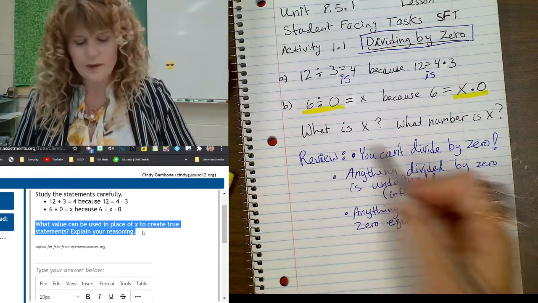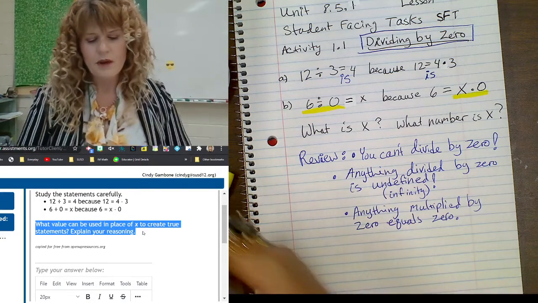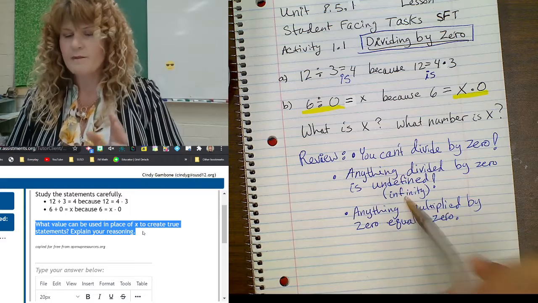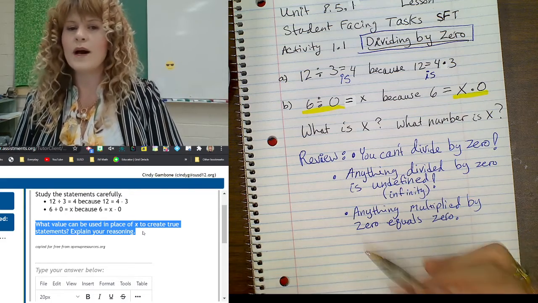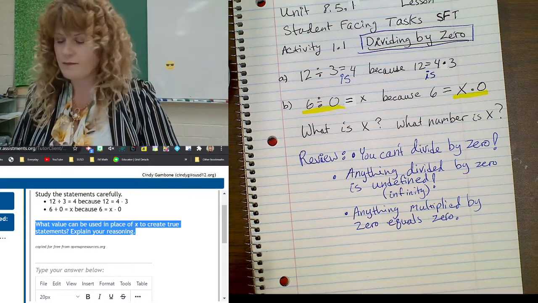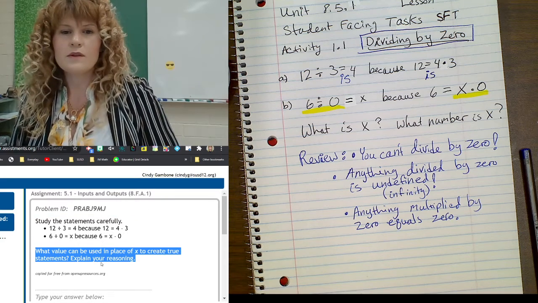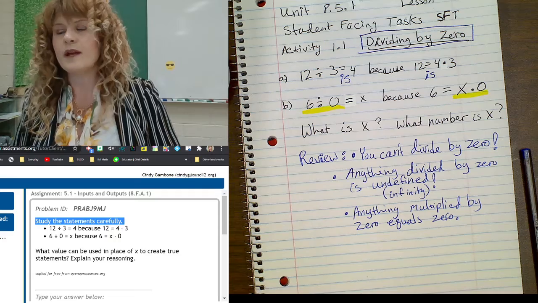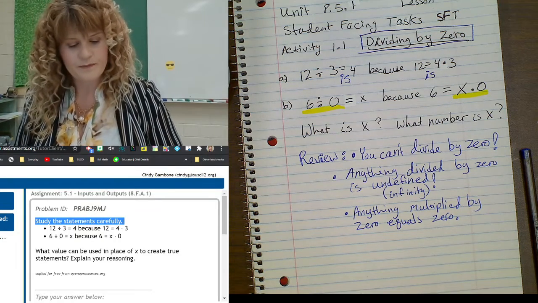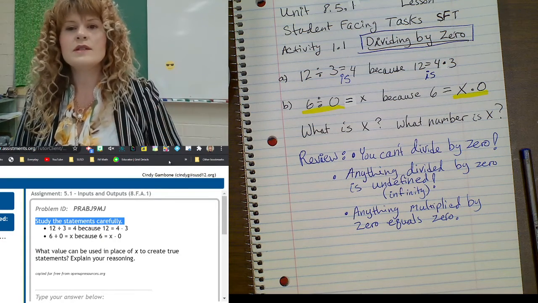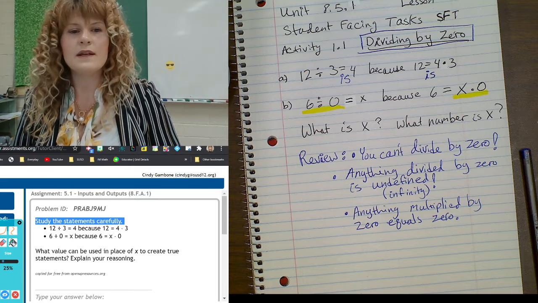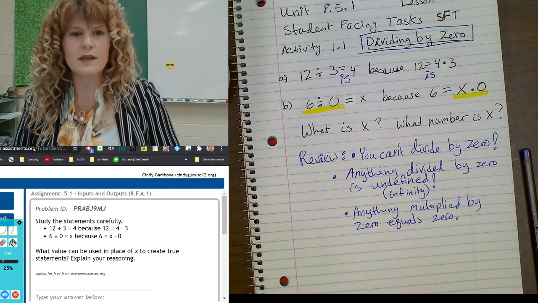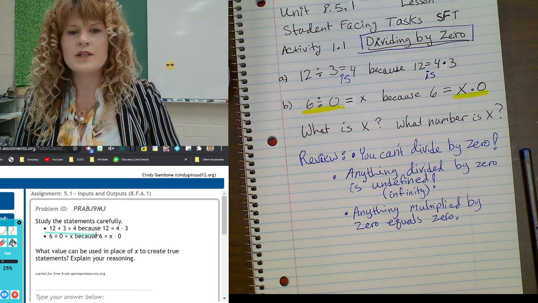All right, now when we're answering these questions, we have to think about some things. First, we have to know what the directions are. So look back at the problem on my screen. Study the statements carefully. Okay, those are the directions. Next, you need to know what the given information is. So I'm going to underline that. The given information is these 2 statements.